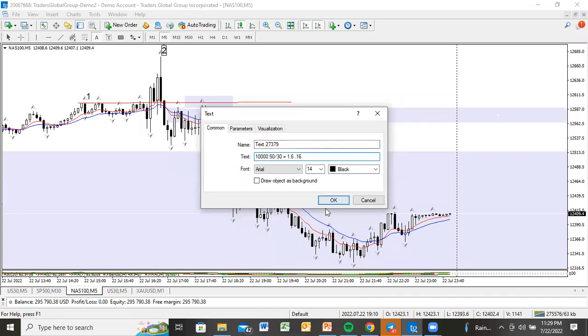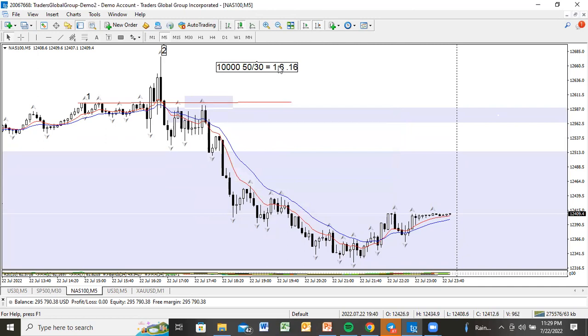It seems like a small amount, right? But that's proper risk management. That's exactly how much you want to drop here. $1 and a 0.16, right?